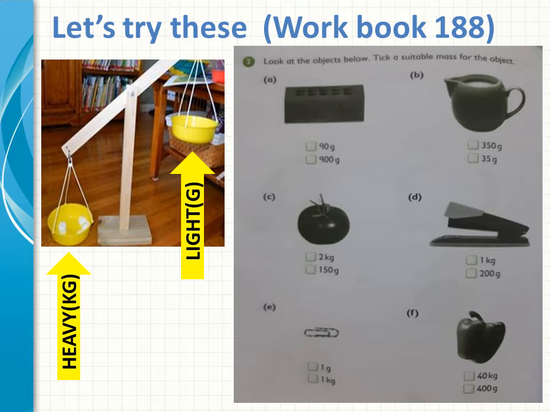Look at this brick for building. The brick cannot be in gram, it must be heavy. Okay, and even if it is in gram, the gram must be very high. So this cannot be 90 gram, it must be 900 grams because the brick is quite heavy. Okay, see the next one.